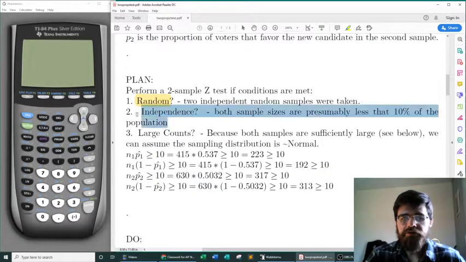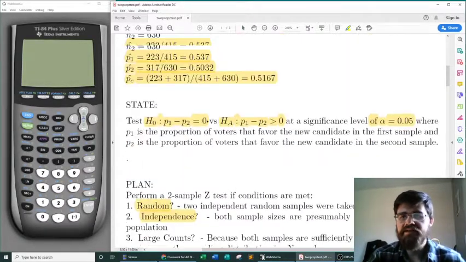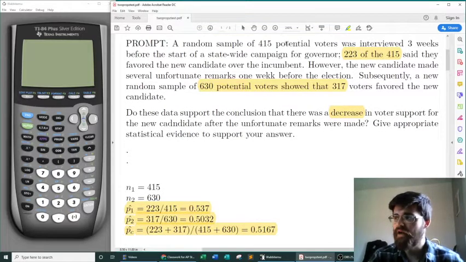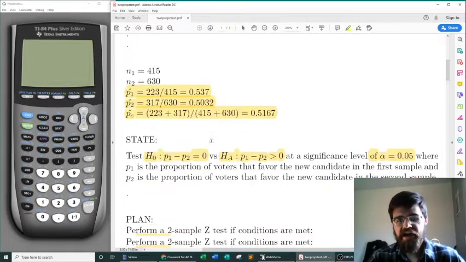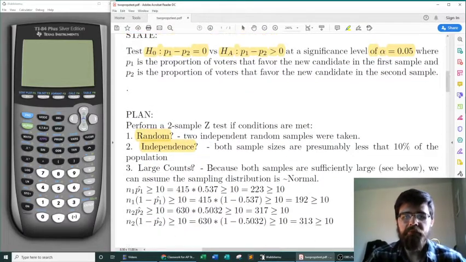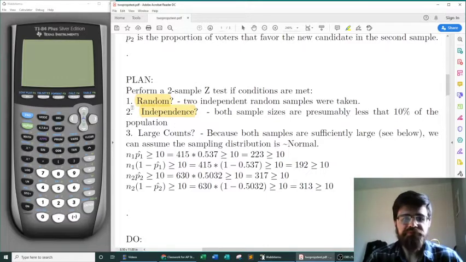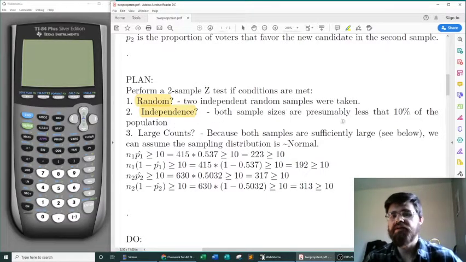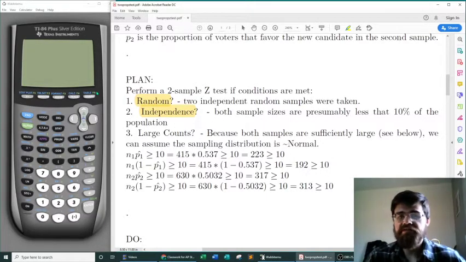We need to know, do we have independence? It's not super clear what's going on from the prompt. Most likely we're not interviewing the same potential voter twice. So we probably are not sampling with replacement, but we can sort of ignore that as long as our two sample sizes are less than 10% of the total population.